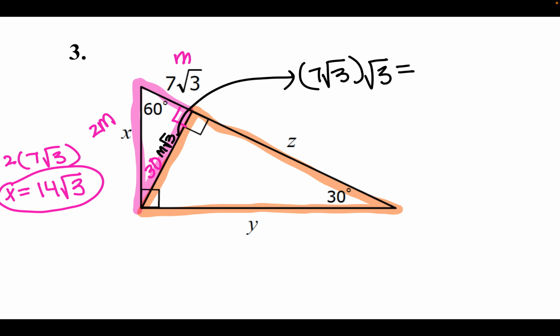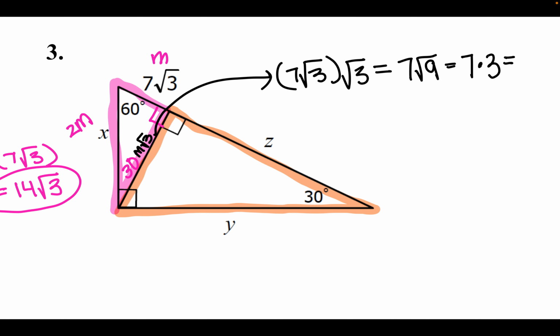Which now in this case, just like this last one, only the 2 and 7 could multiply because they're both outside the radical. Now here, only the square root of 3 and square root of 3 can multiply because they're both in a radical. So we get 7 square roots of 9, which the square root of 9 is just 3, so it's 7 times 3, which is just 21. So this shared side is 21. I'm going to rewrite that down here, 21.